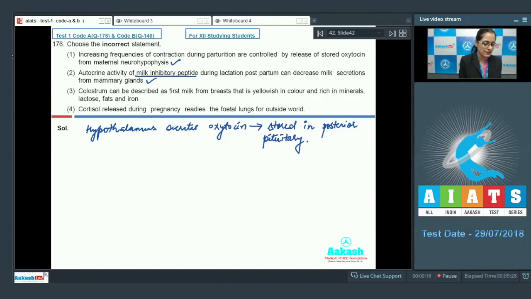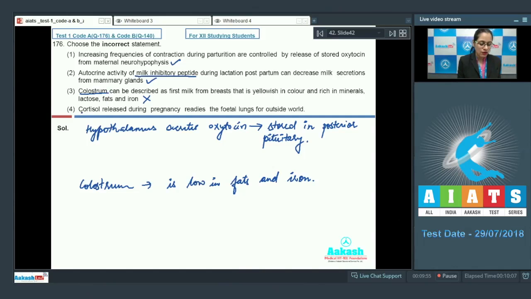The third option is colostrum can be described as first milk from breast that is yellowish in color and rich in minerals, lactose, fats and iron. And this is an incorrect statement because colostrum is low in fats and iron. So this is an incorrect statement.